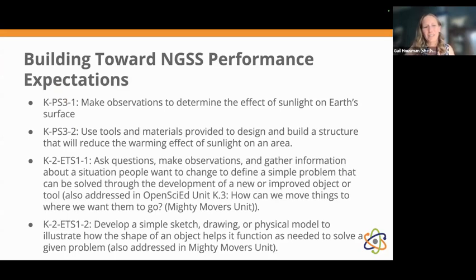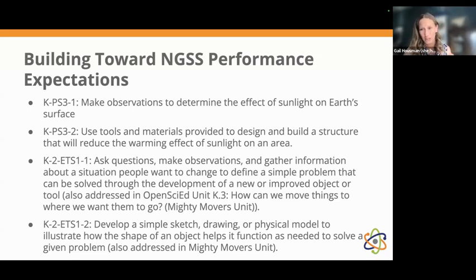So this unit has 4 performance expectations in its bundle. 2 of those are physical science and 2 of those are engineering. I'll read them out loud just in case somebody's listening in and not watching the video right now. Kids are going to make observations to determine the effect of sunlight on a surface. Kids are going to use tools and materials provided to design and build a structure that will reduce the warming effect of sunlight on an area.